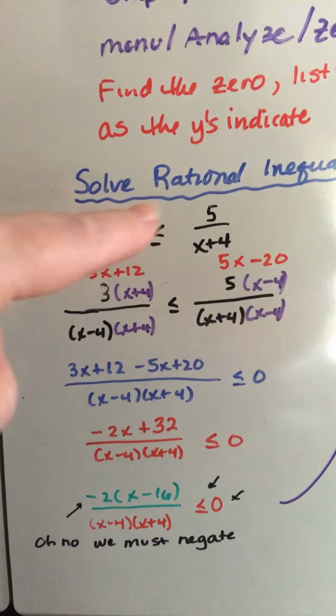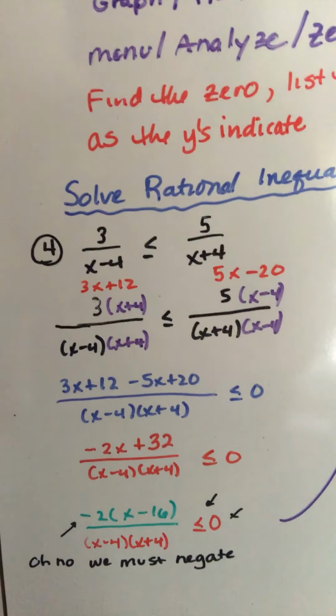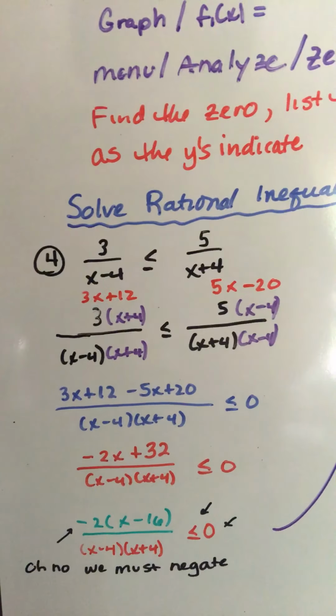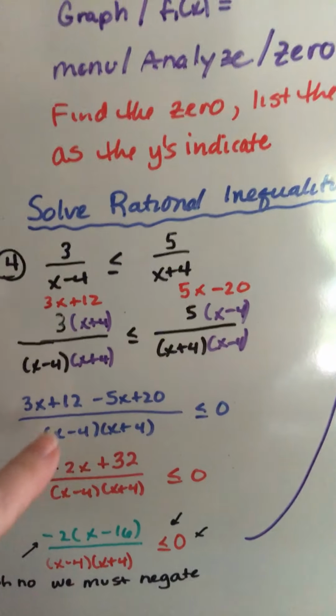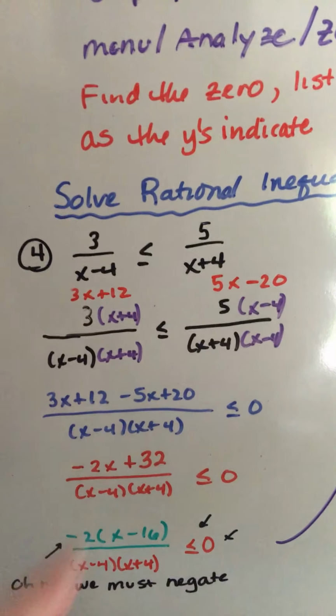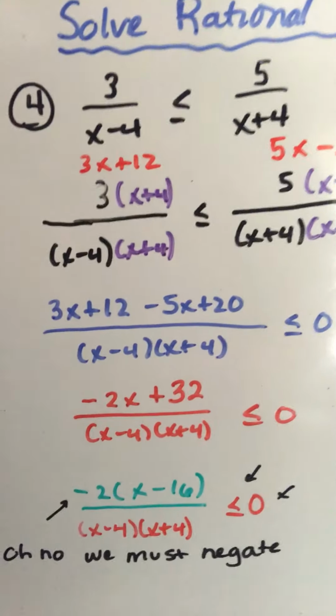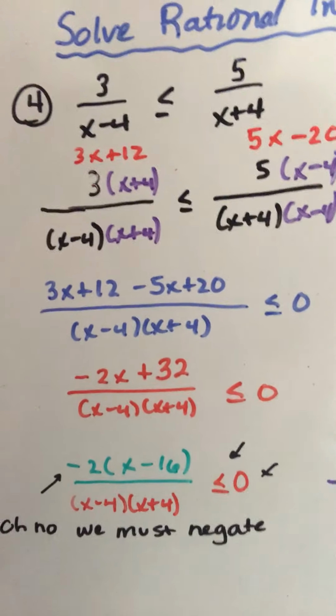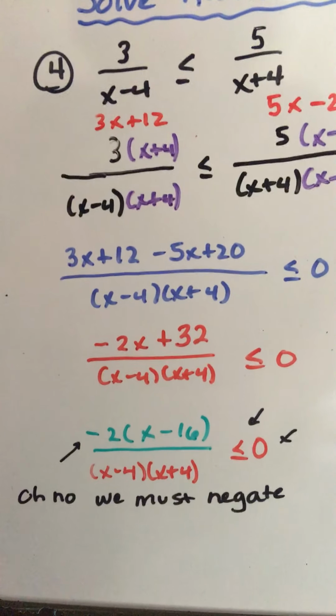I would say 3 needs x plus 4, 5 needs x minus 4. I would have gone and done the multiplying, and so the next step from up here to here would be this step, the one that's in blue. But now this one, I want to show the tricky one first.